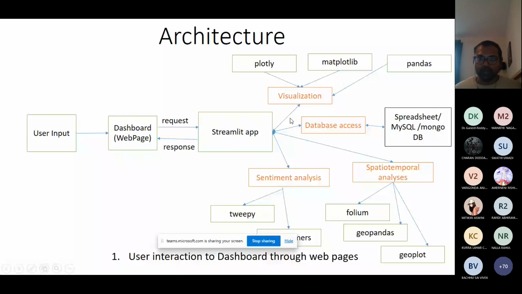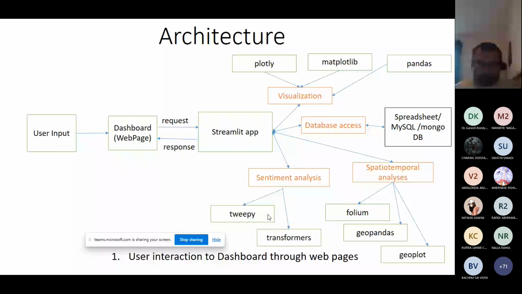The libraries used for the visualization are Plotly, Matplotlib, Pandas, and for database access we are using spreadsheet, MySQL, and MongoDB. For the sentiment analysis, we are using different packages like Tweepy. I'm using Streamlit. The transformer is the package which is helpful for running the Hugging Face deep learning algorithms, and spatiotemporal libraries like Folium, GeoPandas, and GeoPlot.